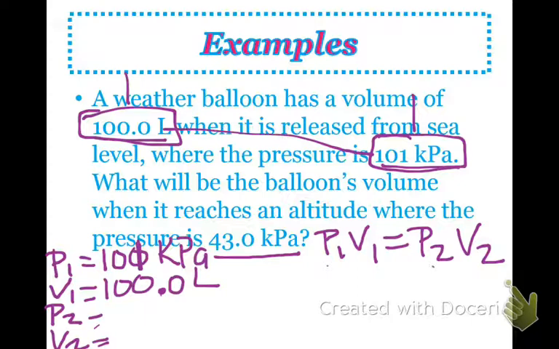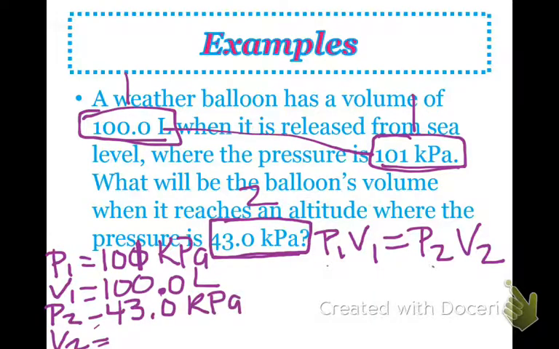Now, the other value they gave us was this 100 or 43.0 kilopascals. That's the secondary pressure, so that's your P2 value. So that's the second pressure, so 43.0 kilopascals. Notice they gave you everything but the second volume, which is what they're asking for. What is the new volume? So that's what you're going to plug in.